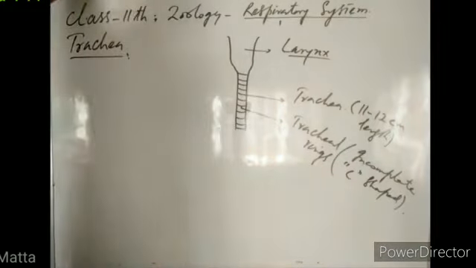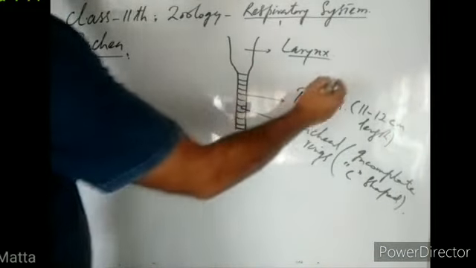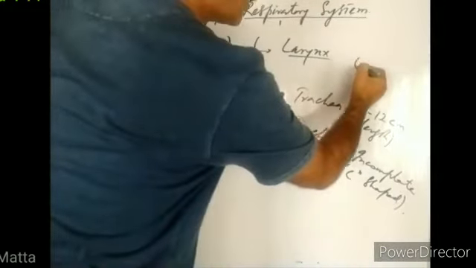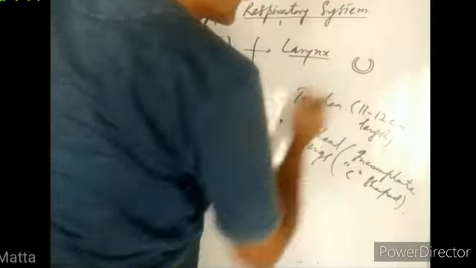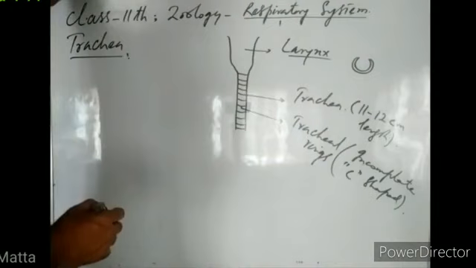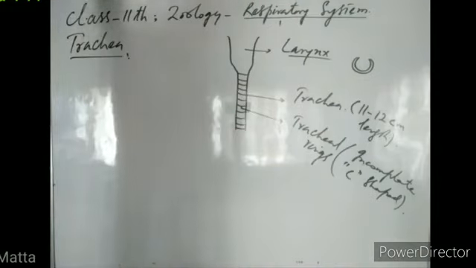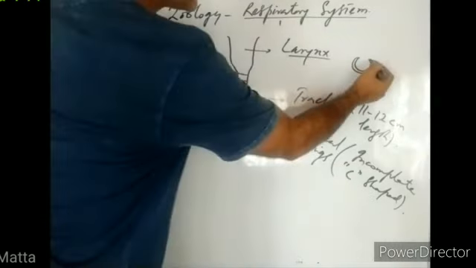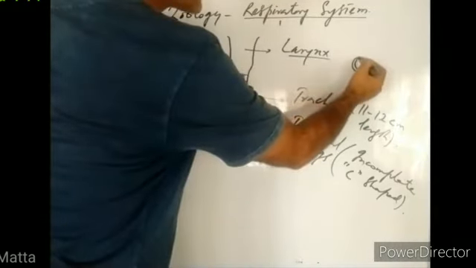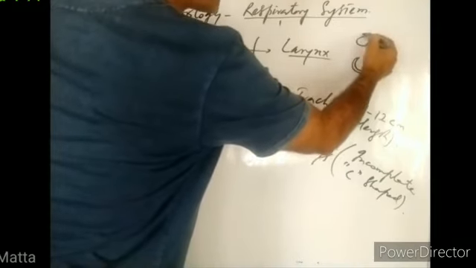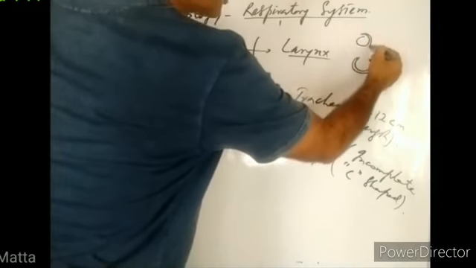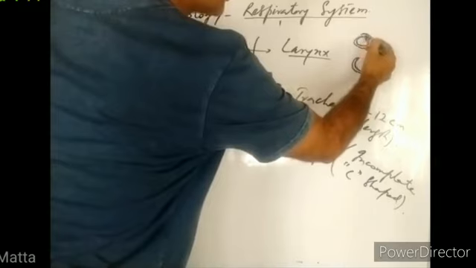So why are these cartilaginous rings incomplete? They are incomplete so that if someone presses our trachea, the free ends of these cartilaginous rings may slide past each other, so that it becomes compressible and is not easily broken.